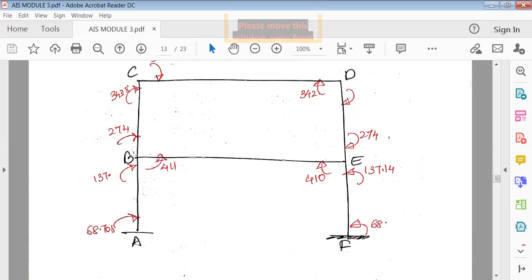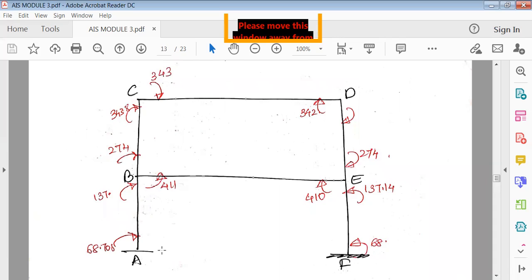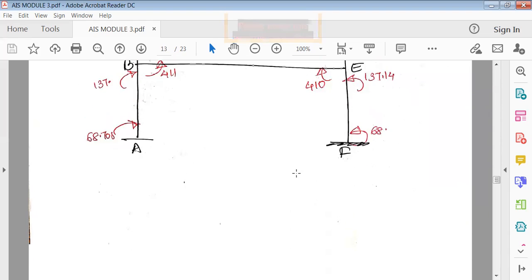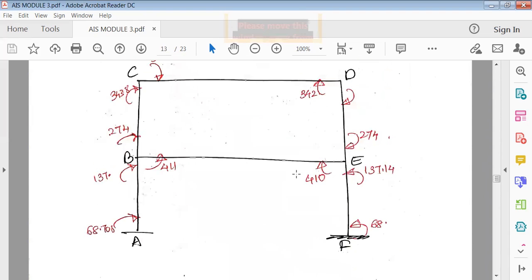In BC again it is positive, so it is 274. So like this you should go on showing. The only simple thing here is that clockwise moments are positive, and anti-clockwise moments are negative. You should draw this properly. Once you sketch this, that's all. Ultimately you need to sketch the final moments here. Once you sketch the final moments, that's all. With this we complete the problem.